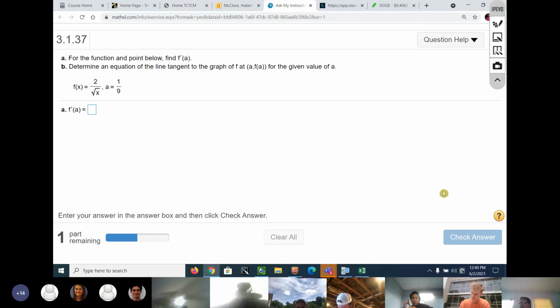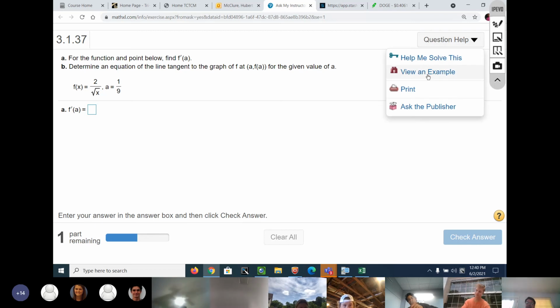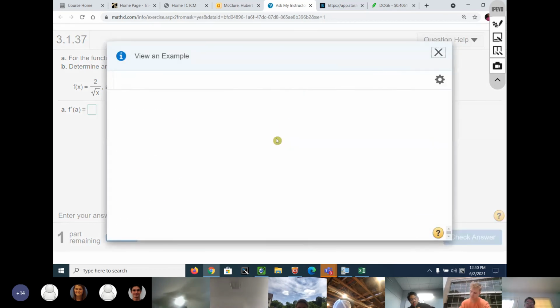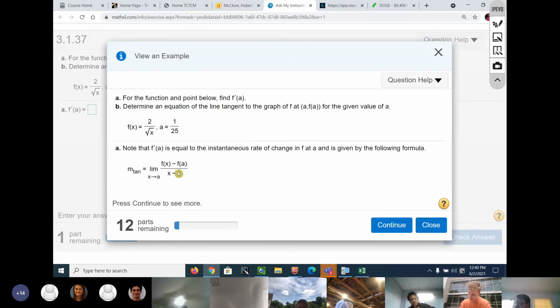I wish they'd just do the difference quotient and not do the instantaneous. It screws me up. All right, so anyway, we're going to have to do it backwards. We're going to have to do f of a, and they're going to use f of x minus f of a over x minus a, limit as x approaches a.